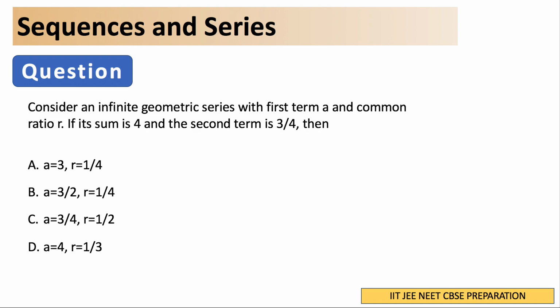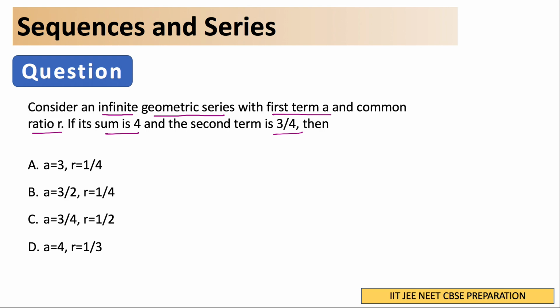So let's read the question. It says that we consider an infinite geometric series with first term a and common ratio r. If the sum is 4 and the second term is 3 by 4, then we have to find out what is the value of a and what is the value of r. Okay, so very simple question.